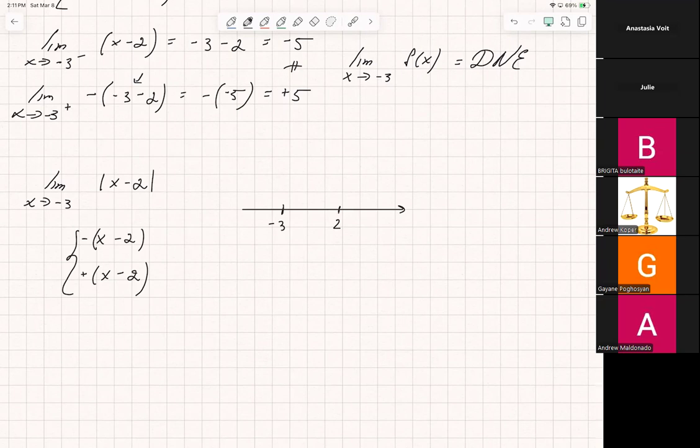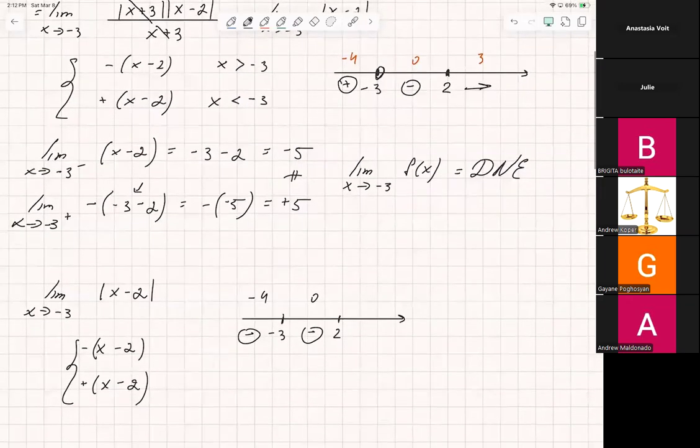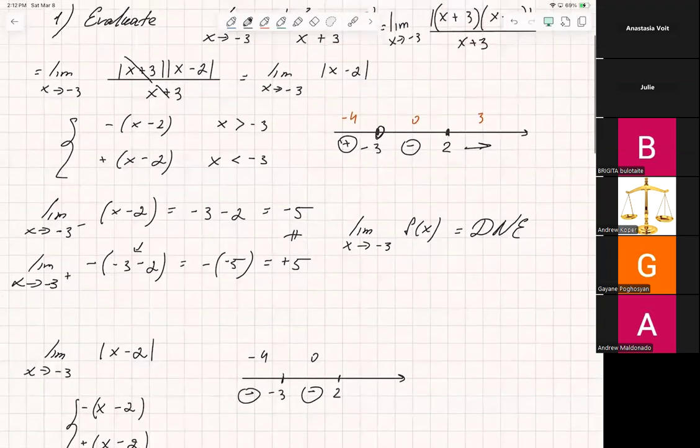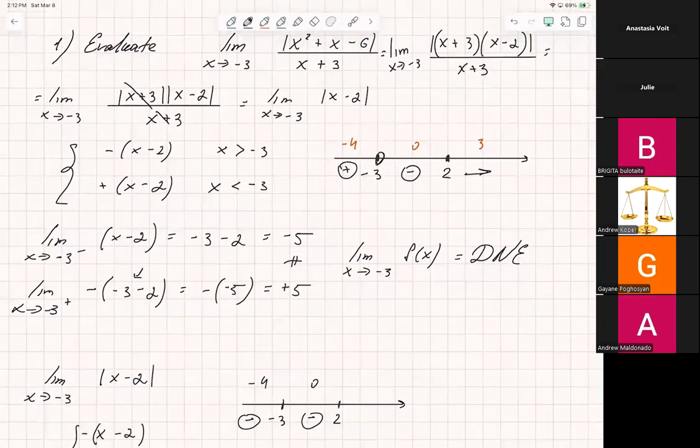If we plug in, let's say, -4 here, we have -4 minus 2, that's negative, and let's say 0, 0 minus 2, that's still negative in both cases. Oh, I see what the problem is. Okay, so we will need to simplify it after. All right, let me redo that.